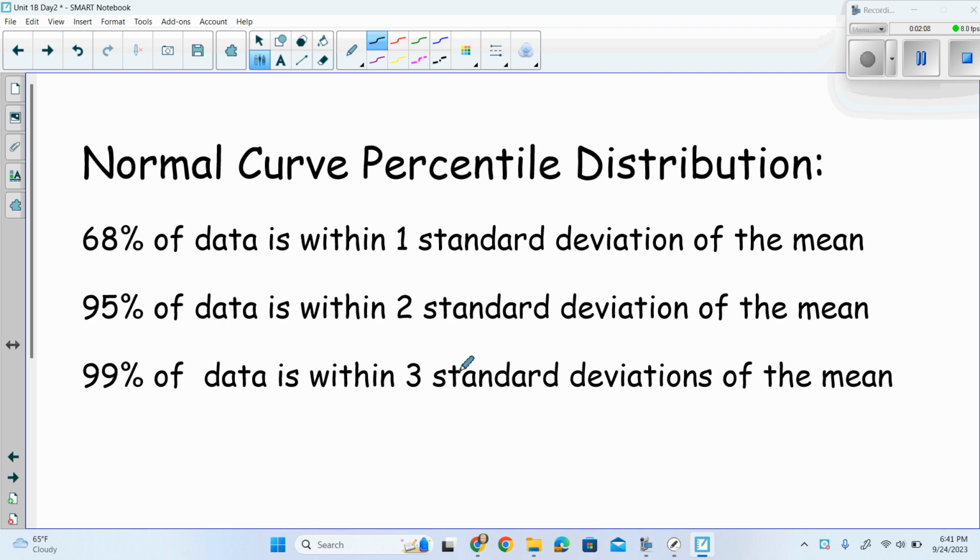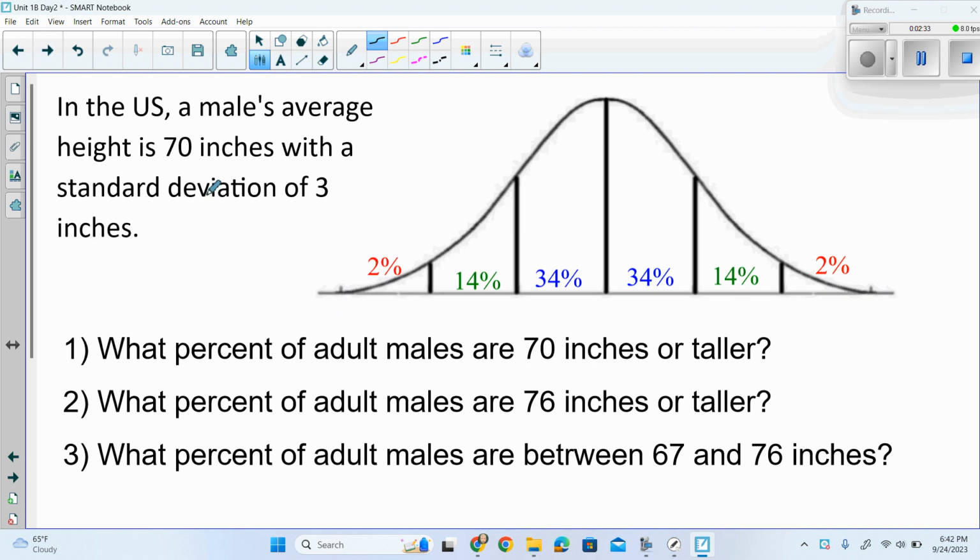Some of the distributions that we really like to know about are 1 standard deviation, 2, or 3. We catch 68% of the data when we move 1 standard deviation to the left or right. 95% we pick up with 2 standard deviations, and 99% we're kind of estimating. We're not using decimals and small amounts, but 99% of the data is going to be within 3 standard deviations. So let's get to work with this and see how we can make sense of it.